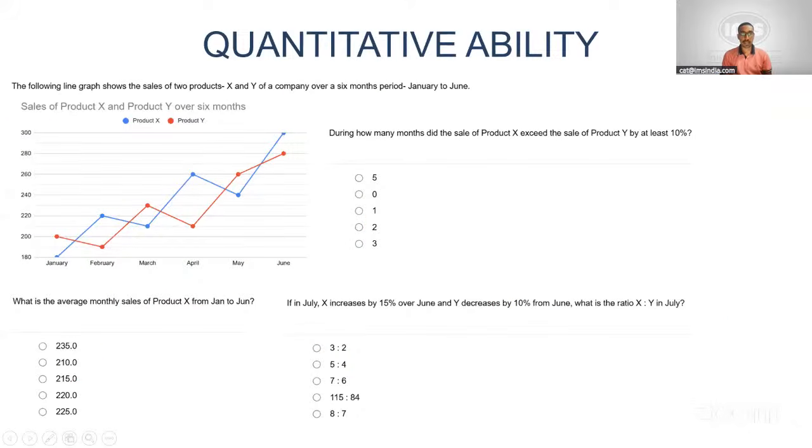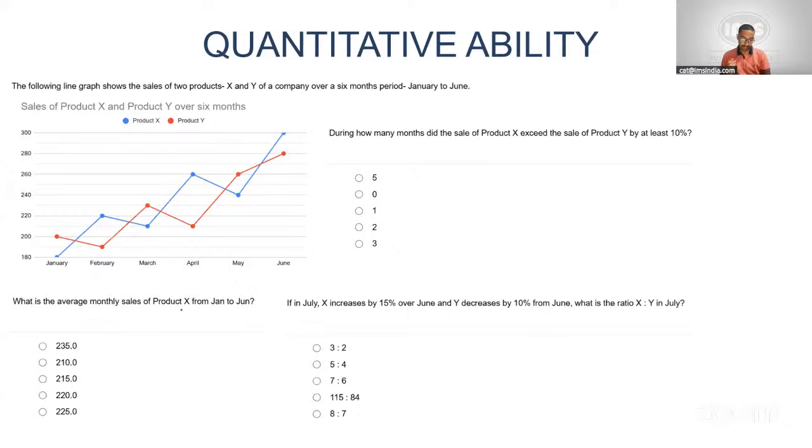Okay, there are three questions as a data interpretation. The following line graph shows the sales of two products X and Y of a company over a 6 month period, January to June. First question, what is the average monthly sales? During how many months did X exceed the sale of Y by at least 10%? If in July X increases by 15%... these are all easy, but I don't want them. I want only the average problem.